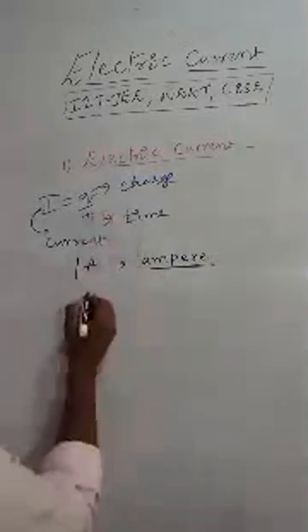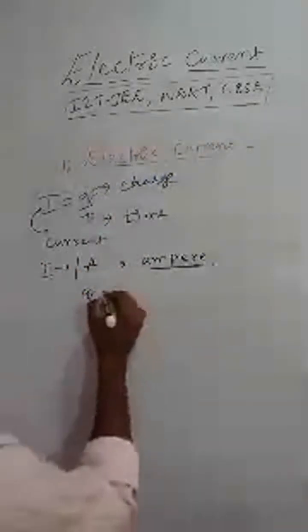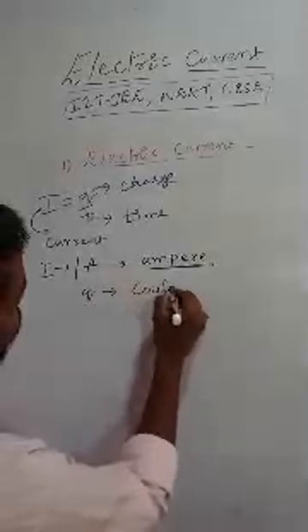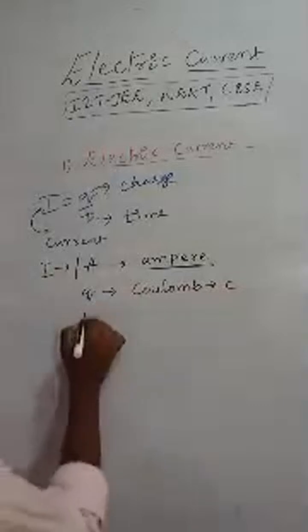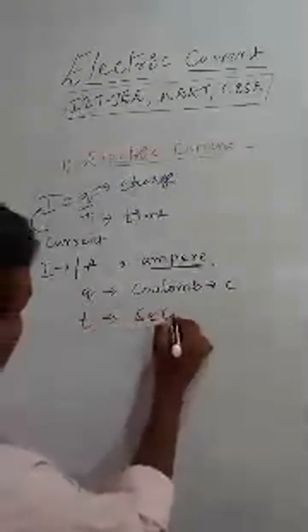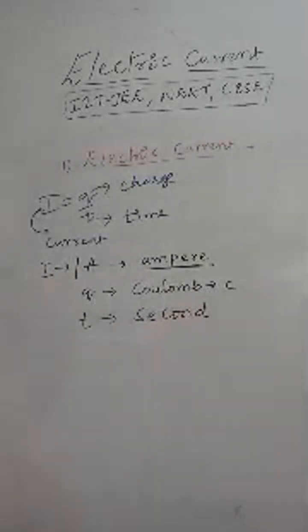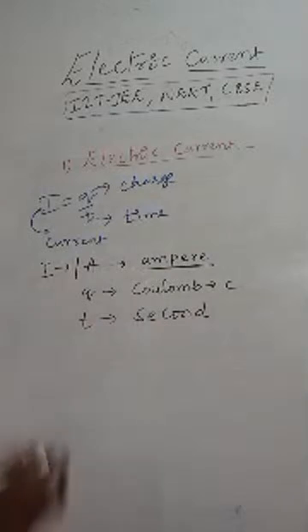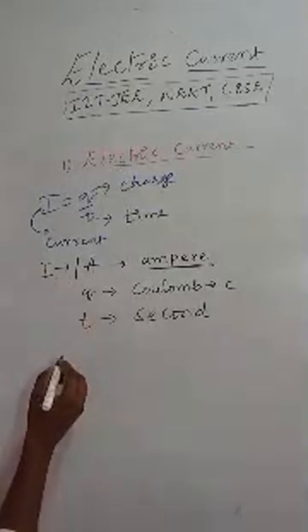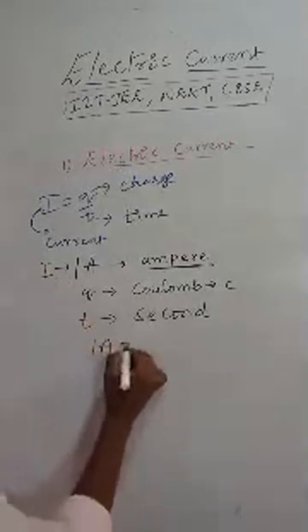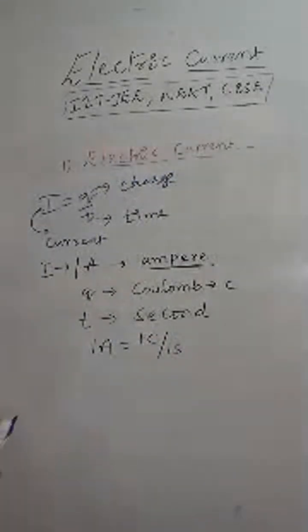And charge, if you consider, the unit is coulomb, denoted with the letter C. And time, the SI unit of time is second. So this is about electric current. If you take I equal to Q by T, then 1 ampere equals 1 coulomb per 1 second.